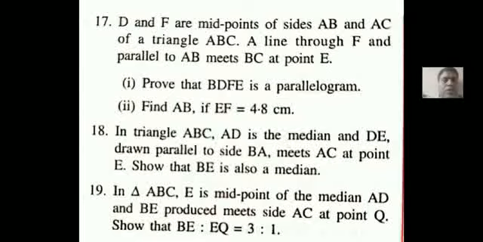Next question. In triangle ABC, AD the median and DE drawn parallel to the side BA meets AC at point E, so that BE is also a median. Next question. In triangle ABC, E is midpoint of the median AD and BE produced meets the side AC at point Q, so that BE is to EQ is equal to 3:1.